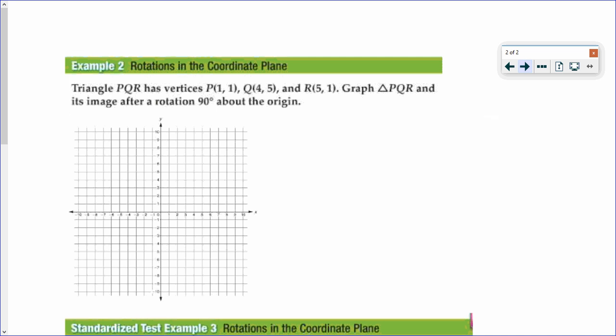So, let's keep those rules in mind, okay? And let's go ahead with the triangle PQR. It has vertices at (1, 1), (4, 5), and (5, 1).